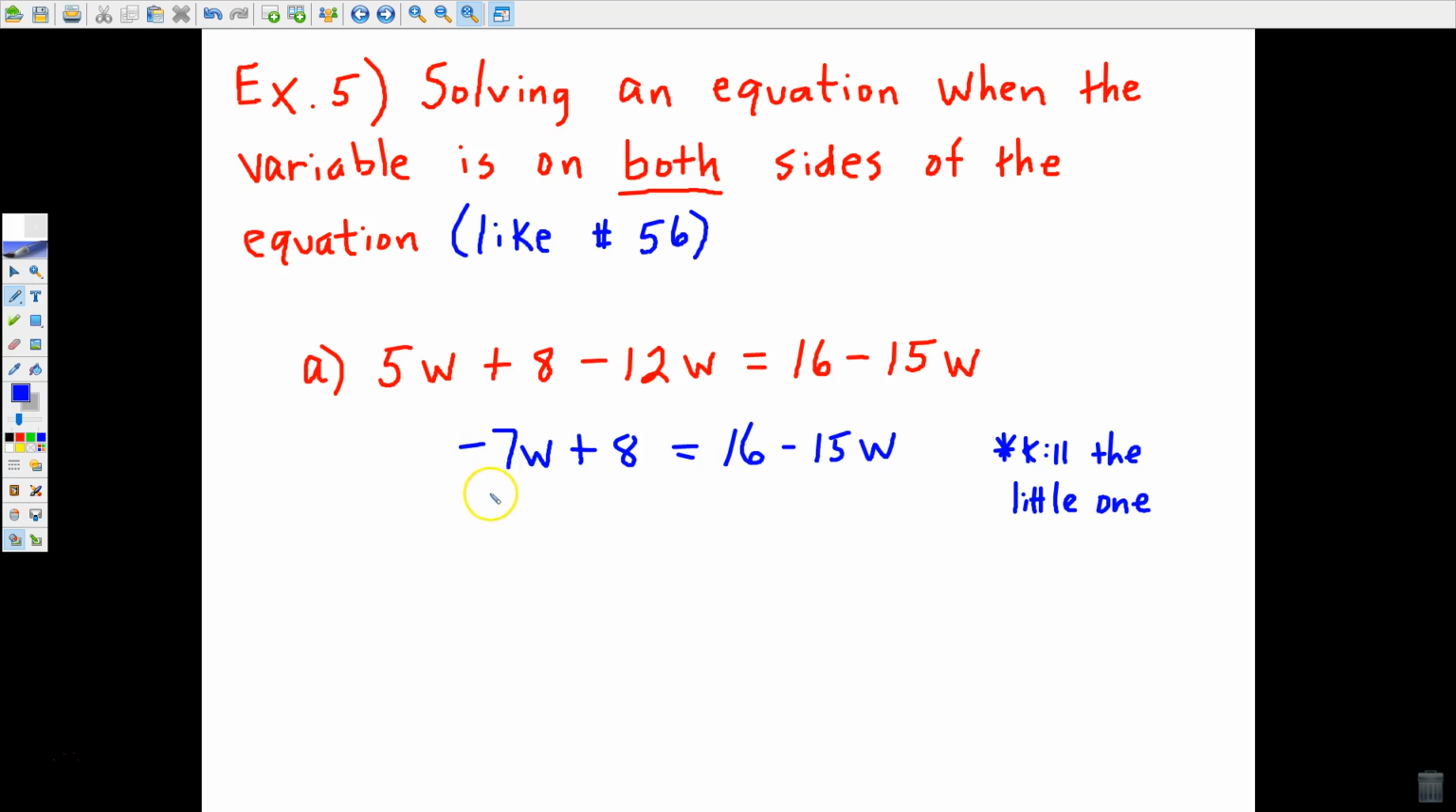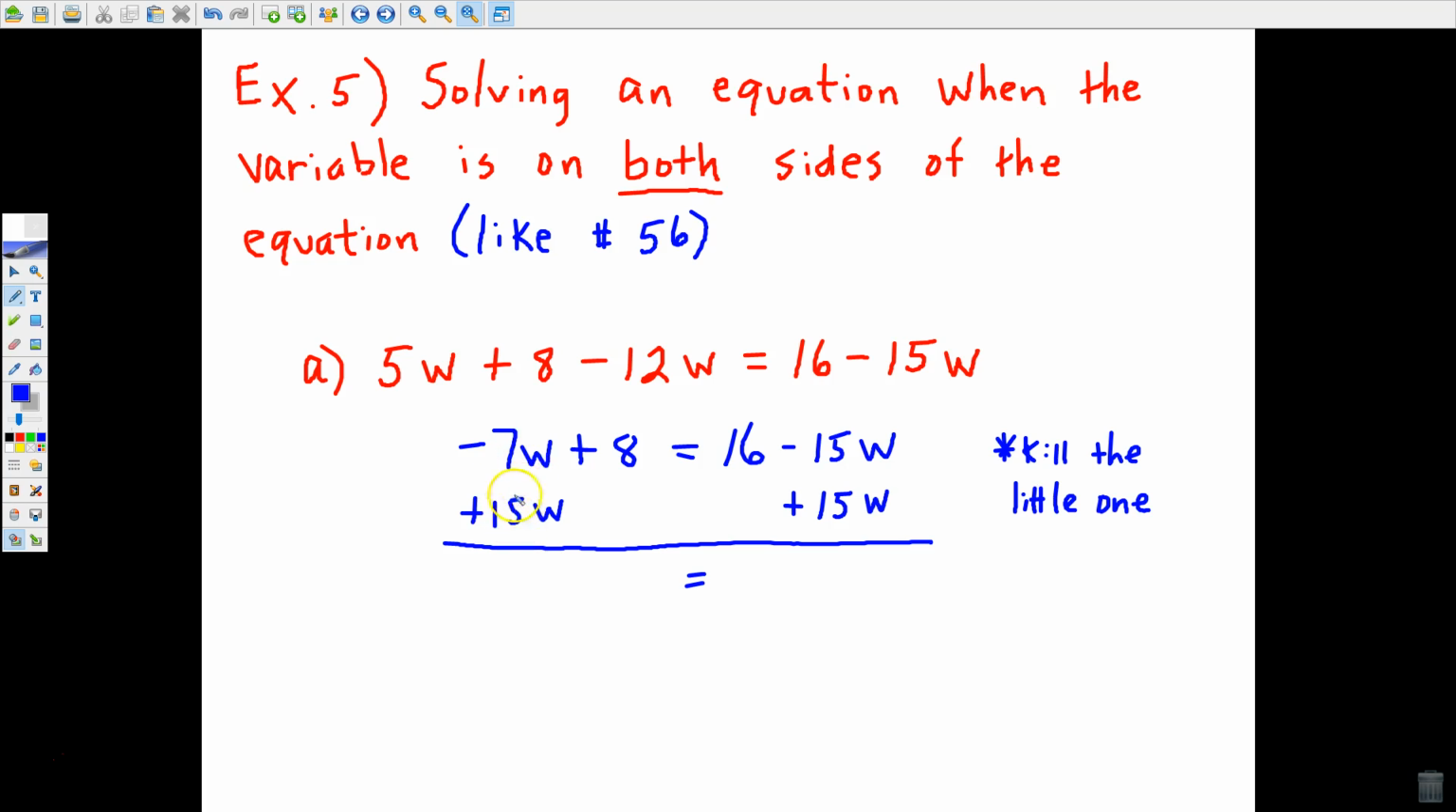Which is the smaller of negative 7W and negative 15W? Well, hopefully you recognize that negative 15 is the smaller of the two between negative 7 and negative 15. So we're going to kill it. In other words, we're going to undo that one. How do I undo subtracting 15W? With addition of 15W. And all that does is it keeps you away from having a negative number in front of the variable. So there are other ways, but maybe this would be helpful if you haven't seen that before.